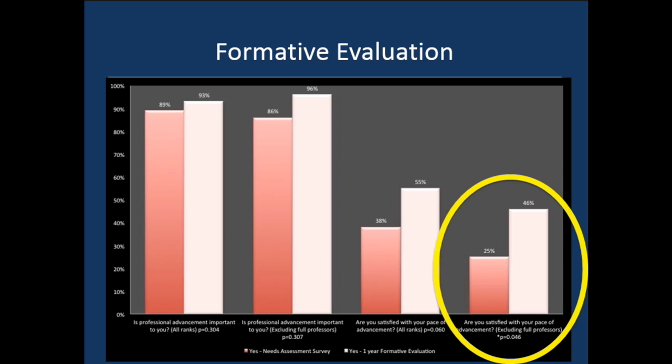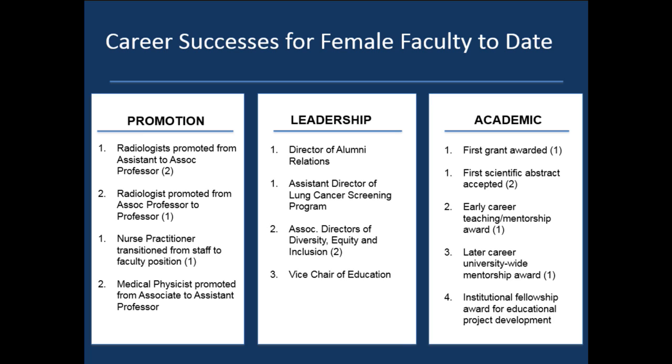At one year, we also asked the same questions that were asked at the time of the needs assessment. Is professional advancement important to you? And are you satisfied with the pace of your advancement? The graph that is circled on the far right is a comparison of, are you satisfied with your pace of advancement? And this is excluding full professors, so looking at our more junior faculty, the assistant and associate professors. Prior to our program, 25% of these women were satisfied with their pace of advancement, and one year into the program, 46% were satisfied, and that does have statistical significance.